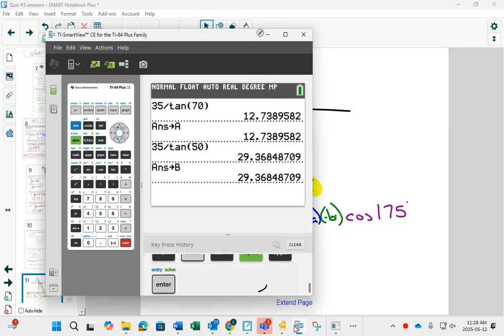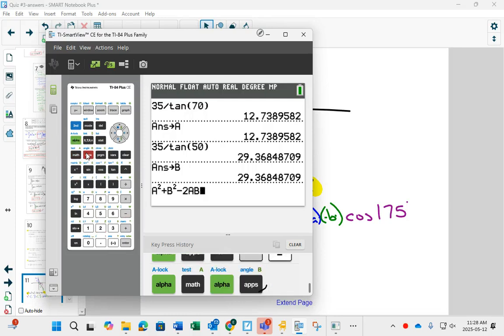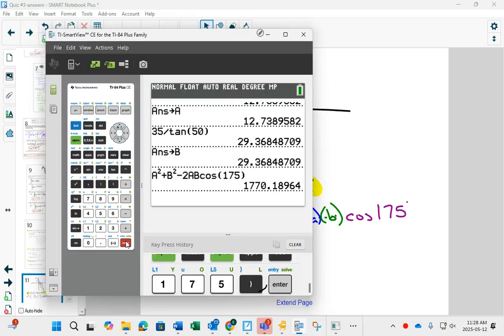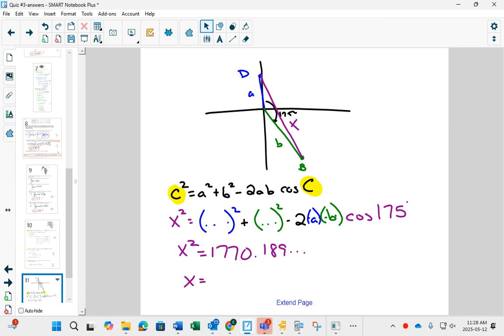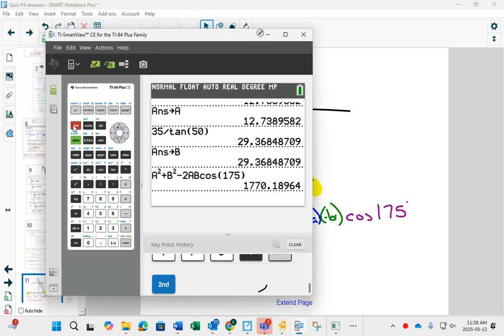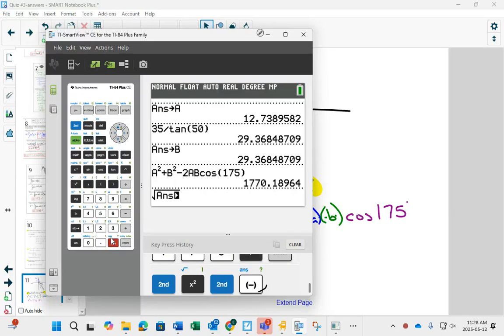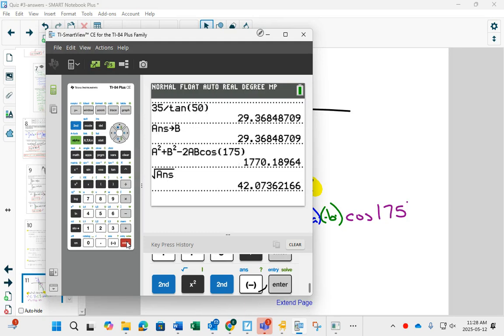So I can do A squared plus B squared minus 2, and I saved A and I saved B, times cos of 175 degrees. And I get x squared is 1770.189. And now I can get x by finding the square root of that answer, 42.074.